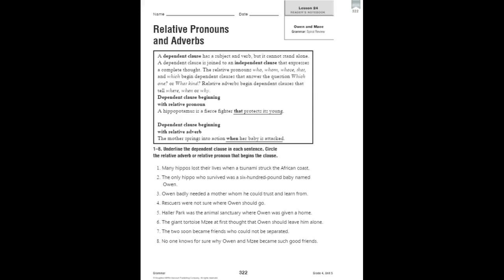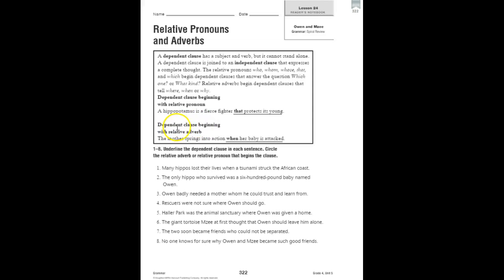Here we have relative pronouns who, whom, whose, that, and which begin dependent clauses that answer the question which one or what kind. Relative adverbs begin dependent clauses that tell where, when, or why. So a hippopotamus is a fierce fighter that protects its young. This is with a relative pronoun. So that's a dependent clause beginning with a relative pronoun. That protects its young cannot stand alone.